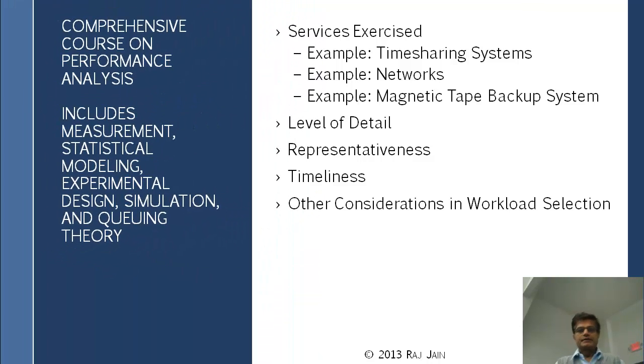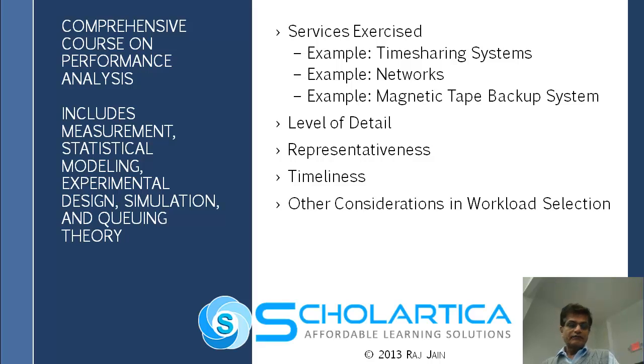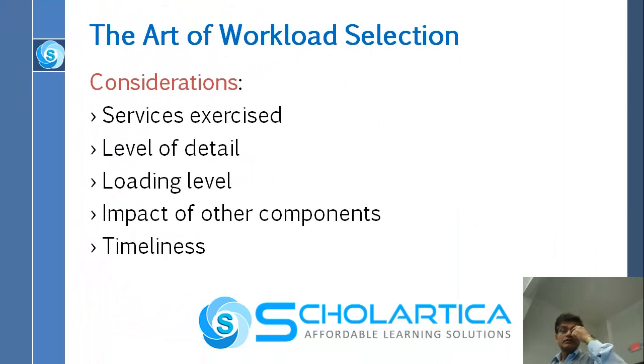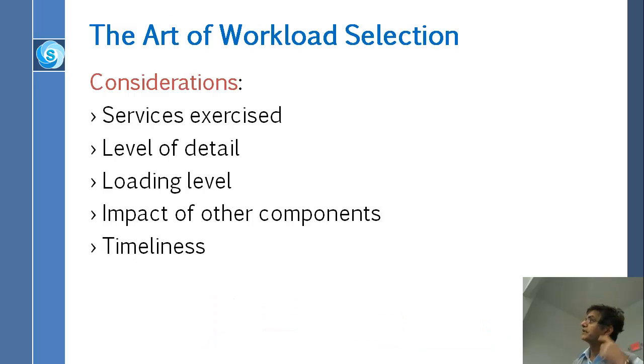Okay. So now we are going to talk about how to select your own workload for your system. And obviously the key is services that you are going to use from that system. So we will take some examples and then we will go through some issues about levels of details, representativeness, timeliness, and other considerations. So there are 5 total considerations: services, level of detail, loading level, impact of other components, and timeliness, and we are going to discuss them one by one.